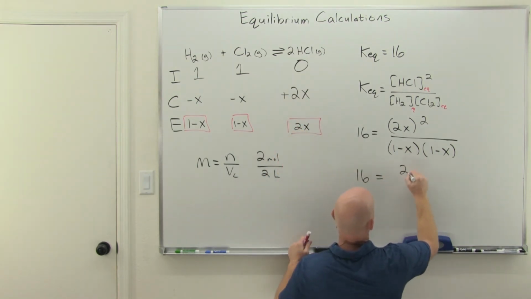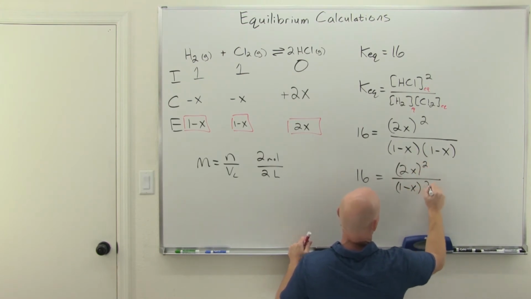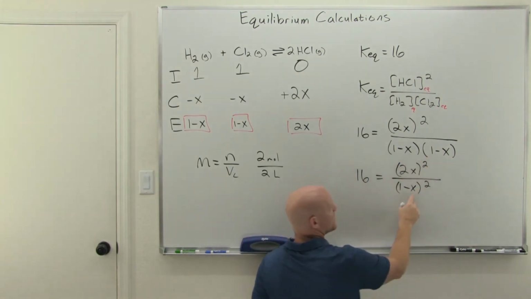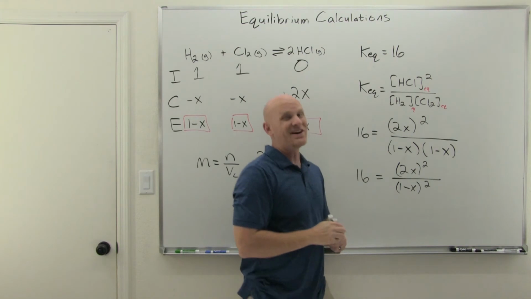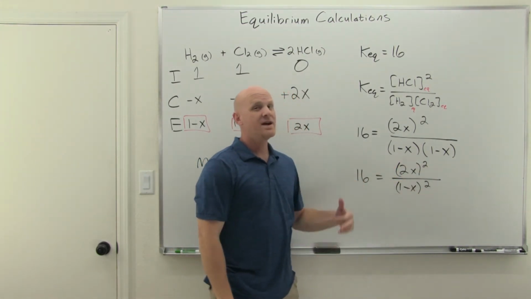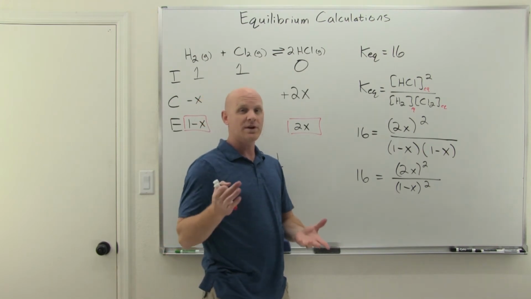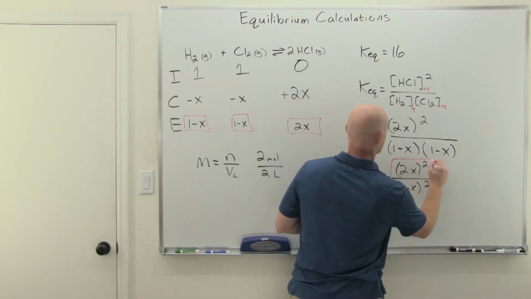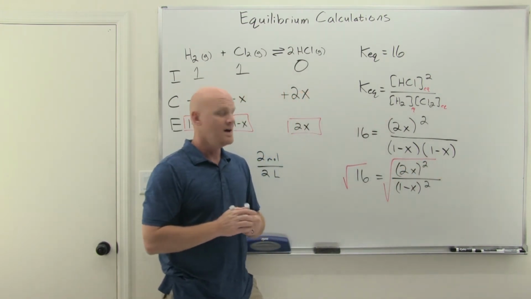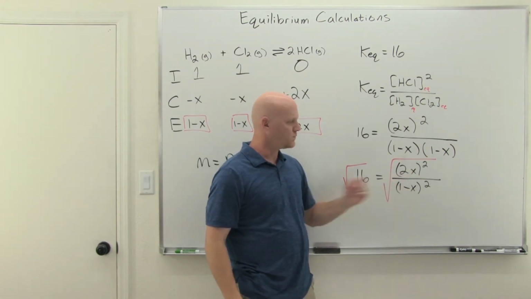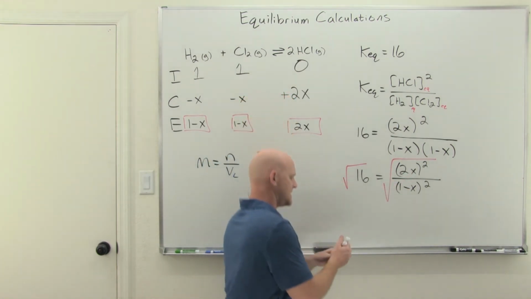So I'm going to rewrite this again. 2x squared all over 1 minus x quantity squared. And so if you look at this, 1 minus x times 1 minus x, I can write it as 1 minus x squared. And the reason I've done this is if you look, you've got a perfect square in the numerator and a perfect square in the denominator, and we can actually avoid a quadratic if we realize we've got that perfect square. And what we're going to do is just take the square root of both sides of the expression. Because when you take the square root of a square, you just get the original number, 2x and 1 minus x back. And then the square root of 16 is 4.